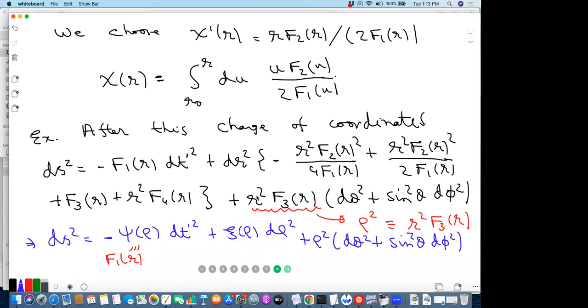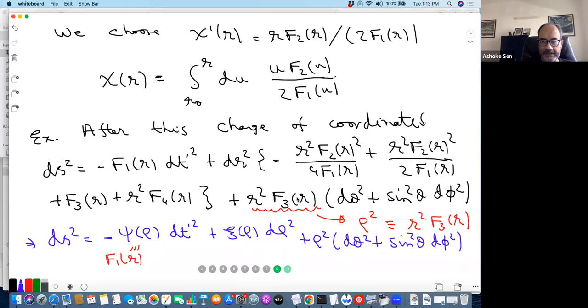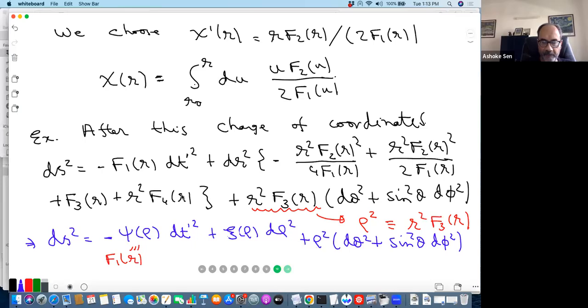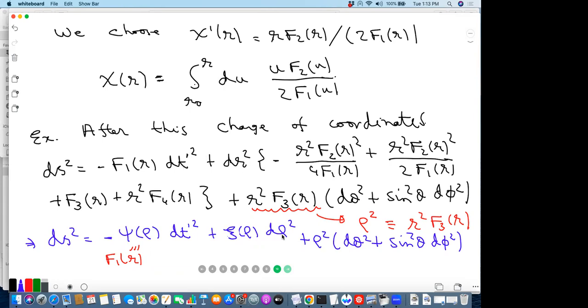Then r square f3 of r, I have already declared this as rho square. That was the definition of rho square. So what multiplies d theta square plus sin square theta d phi square is just rho square. There's no arbitrary function involved here, because this, by definition, is the new radial coordinate rho. So that's how I reduced the number of independent functions to just two: the coefficient of the dt prime square and the coefficient of the d rho square. Thanks.